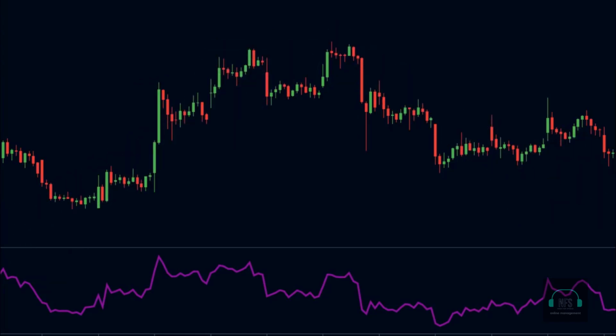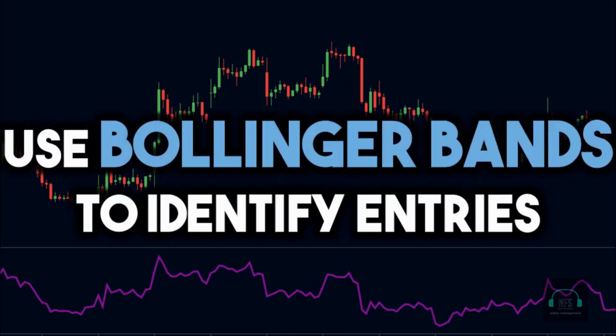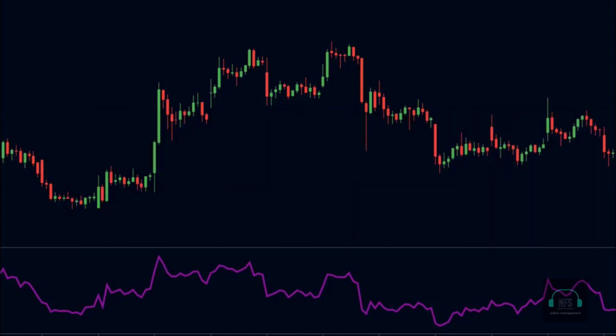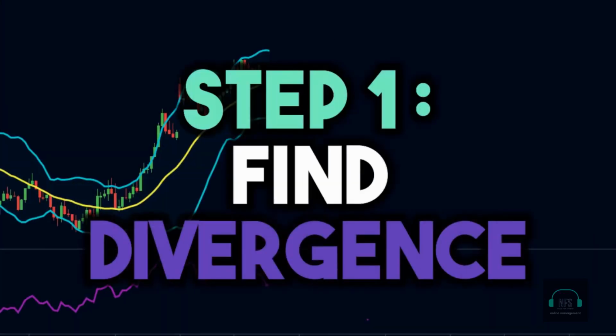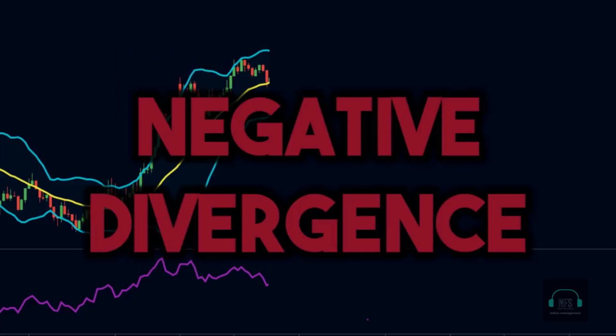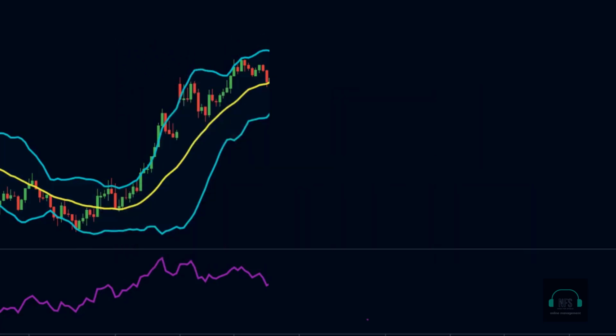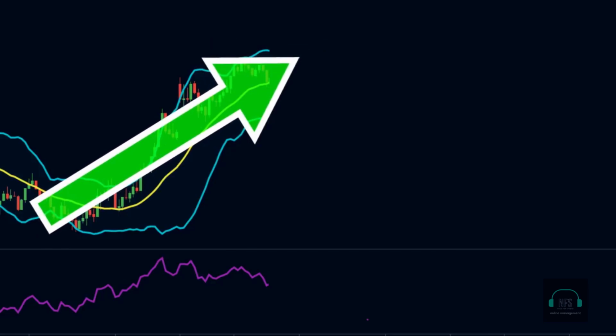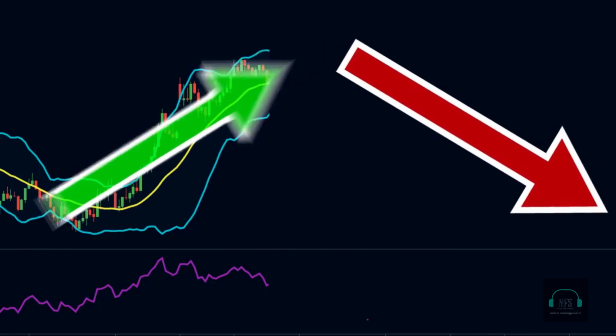Every divergence does not result in a reversal. Hence, we will use the Bollinger Bands to identify our entries. Let's now dive into the strategy. The first step in our strategy is to find divergence. Look at this chart. Here we can see that the price has made higher highs. But look at the RSI, it has made lower highs. This is a negative divergence.